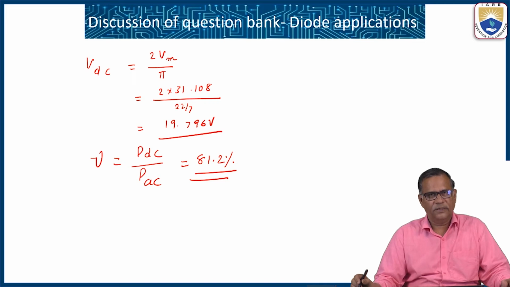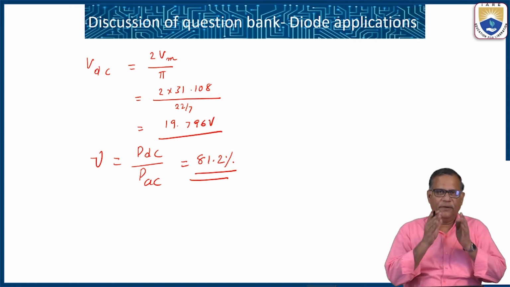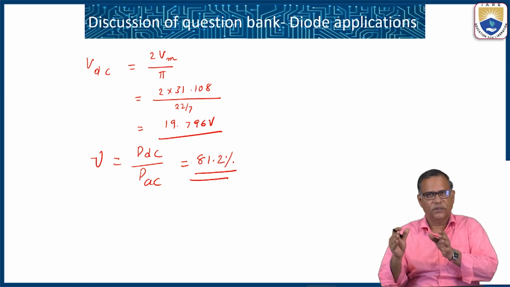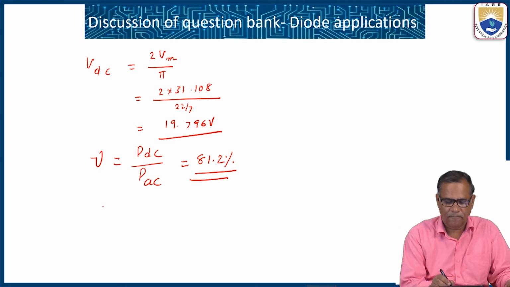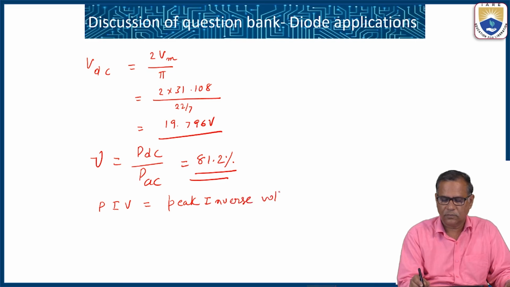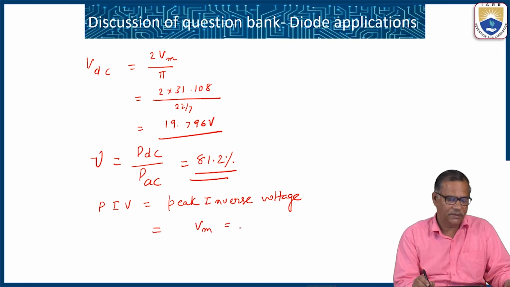The PIV of a bridge rectifier is Vm, whereas for a full wave rectifier it is 2 Vm. For a bridge rectifier, the same voltage 2 Vm is shared by 2 diodes. So we get the PIV value as Vm. PIV, the peak inverse voltage, is equal to Vm. So Vm is nothing but 31.108 volts.